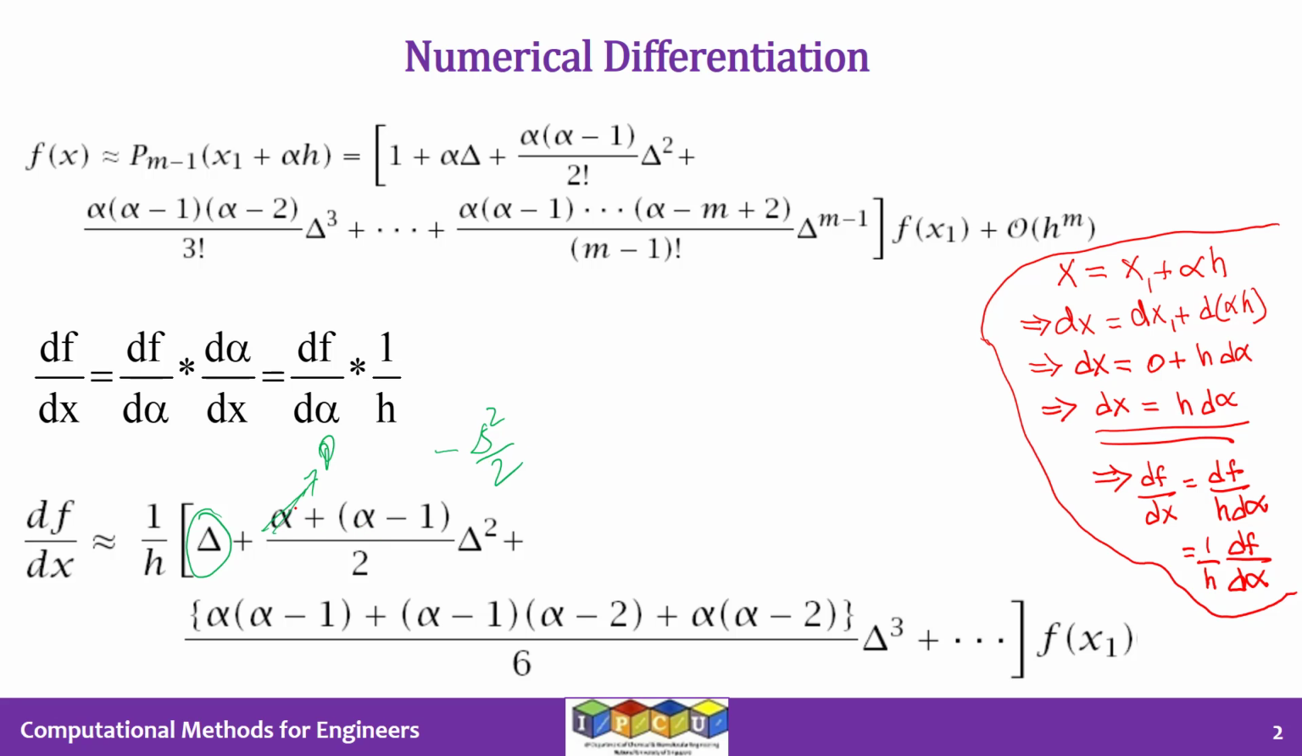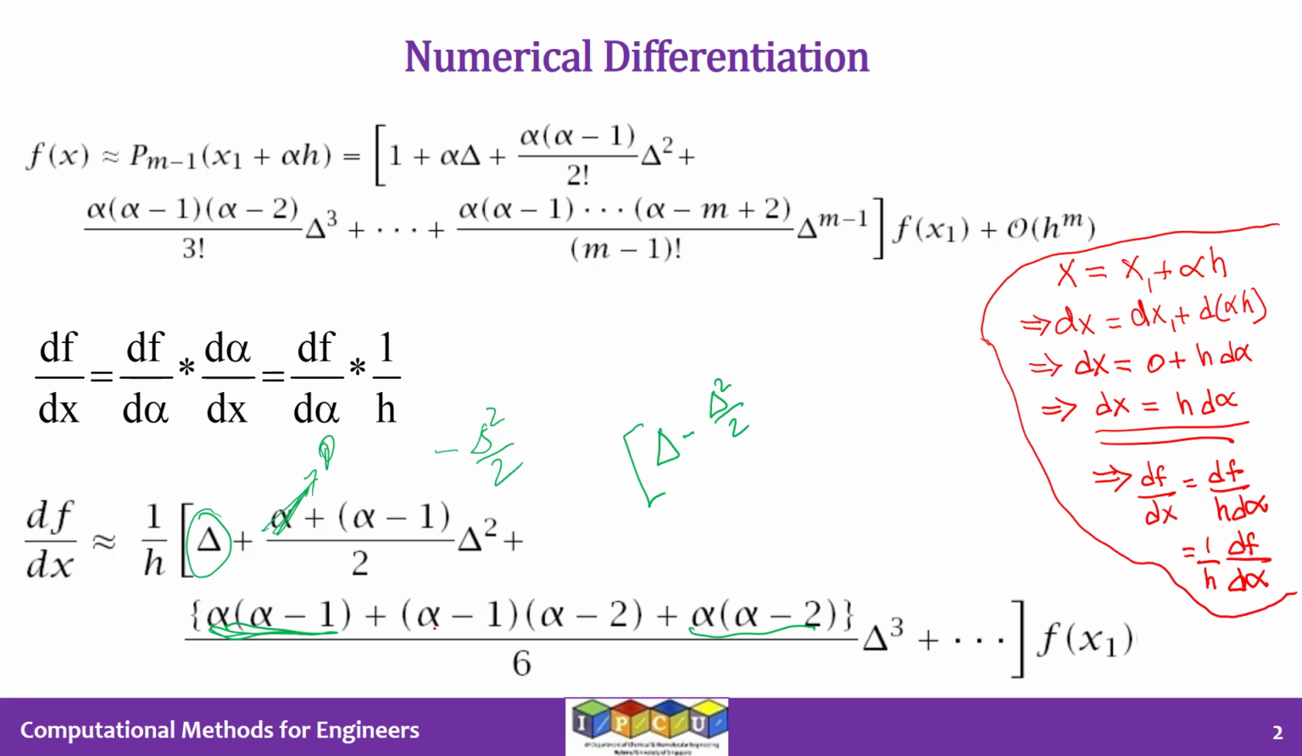When alpha is equal to 0, this term drops off. 0 minus 1 by 2 is minus 1 by 2 multiplied by delta squared is minus delta squared by 2. So we're going to have delta in the square brackets alone, delta minus delta squared by 2. Then when you come here, this term will give you 0 because it's got alpha. If alpha is 0, then this term will not contribute anything. This term will not contribute anything.